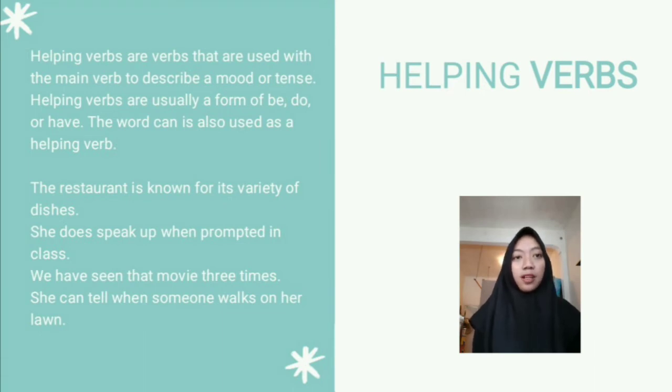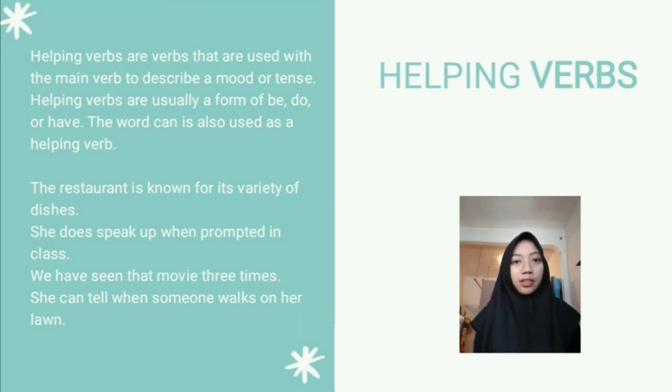Helping verbs are verbs that are used with the main verbs to describe mood or tense. Helping verbs are usually a form of be, do, or have. The word can is also used as a helping verb.